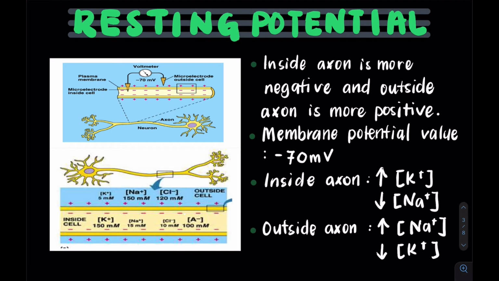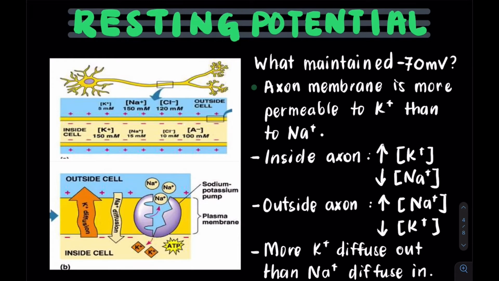At resting potential, the concentration of potassium ions is higher inside the axon and the concentration of sodium ions is higher outside the axon. So what maintains the resting potential? There are three factors that maintain resting potential.